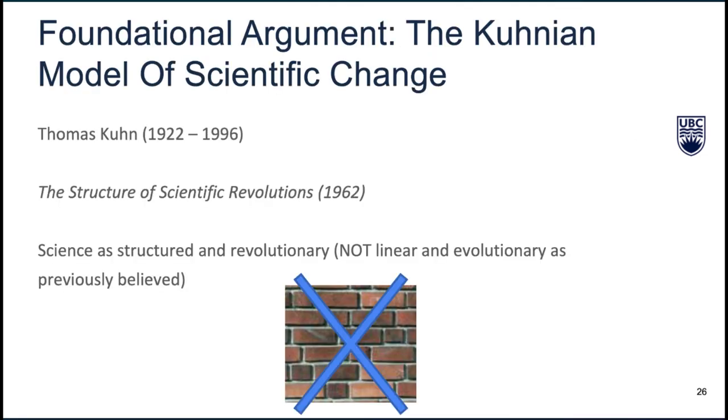A key figure in the rise of the study of science was Thomas Kuhn. Kuhn was an American physicist, historian, and philosopher of science, and he is well known for his seminal work called The Structure of Scientific Revolutions, which is a book that came out in 1962. In this book, Kuhn proposes an alternative way of understanding changes in science.